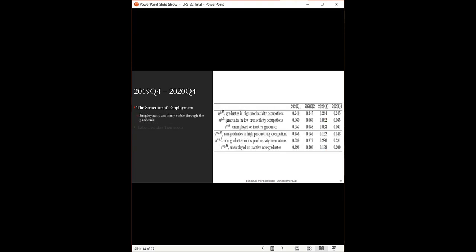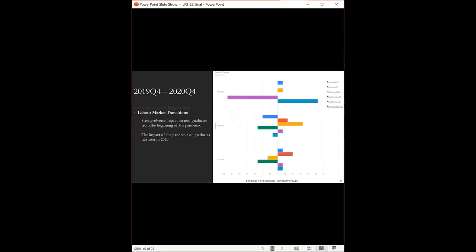Now to the pandemic period, we see from our table that employment seems fairly stable across all four quarters of the pandemic. But I think we can see a clearer picture of what happened during the pandemic in this next chart, where we track the changes in the levels of employment of different categories from quarter to quarter in millions. And here we see that the non-graduates in low SOC employment were the first and hardest hit by the pandemic. The impact of the pandemic comes on for other types of workers later on in the year.